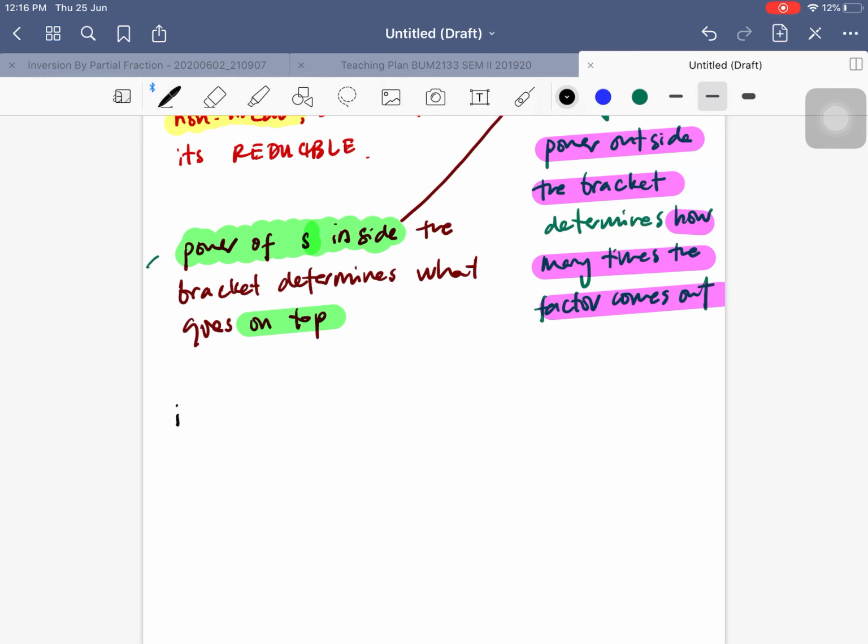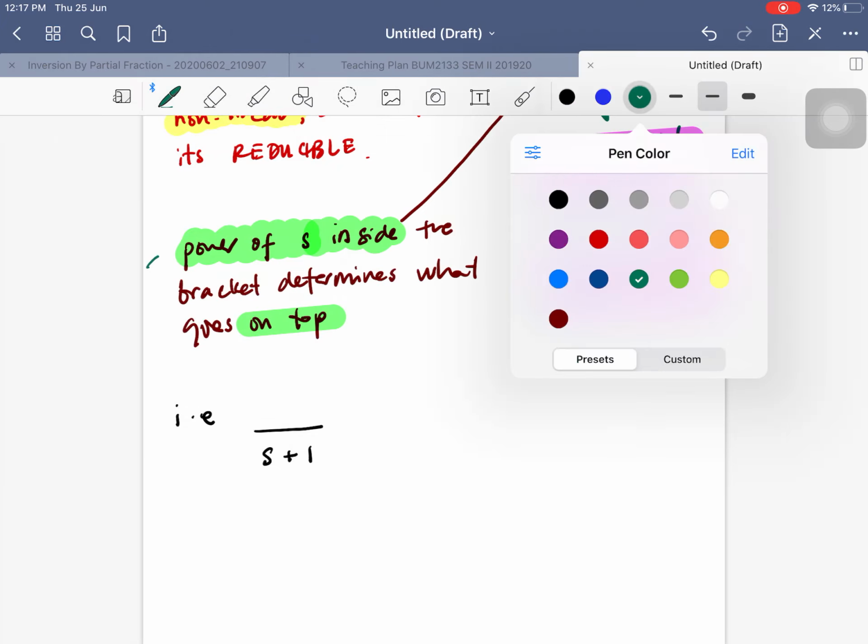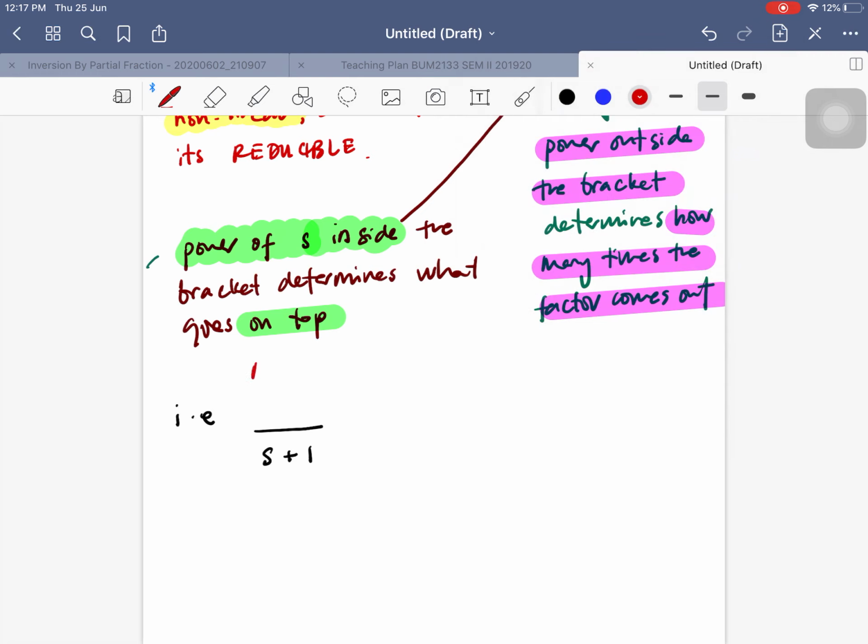So let me explain in detail what I mean by the power of s inside the bracket. For example, let's say I have something like this. I have something that is over s plus 1, and I want to know what goes on top, whether it should be only a at the top or it's got to be a multiplied by s at the top. How do I know whether it's going to be a or a multiplied by s? All I have to do is observe the power inside the bracket. There's actually a bracket around this, which is to the power of 1, and this is my s to the power of 1.